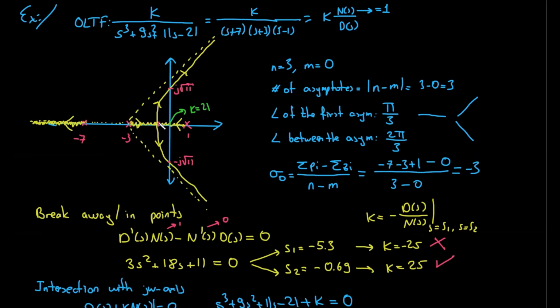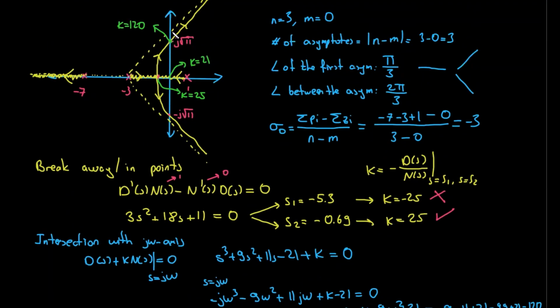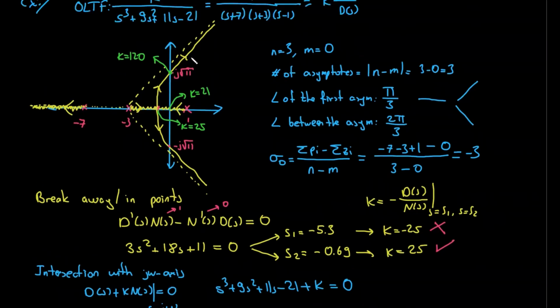And when does the breakaway happen? We found that k is equal to 25. The breakaway happens, so this point corresponds to the case when k is equal to 25. And if I increase k further, somewhere over here, k is equal to 120. We have our second j omega intersection with the imaginary axis. And these two poles cross the imaginary axis and pass to the right half plane over there. So again, this corresponds to the point when k is equal to 120.